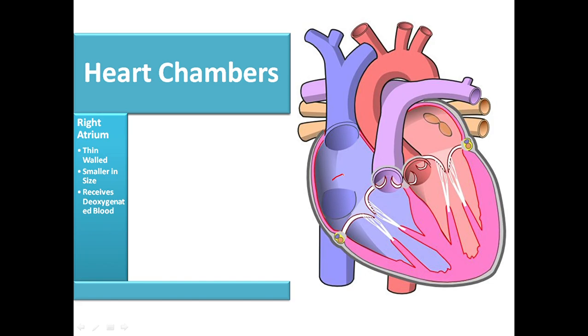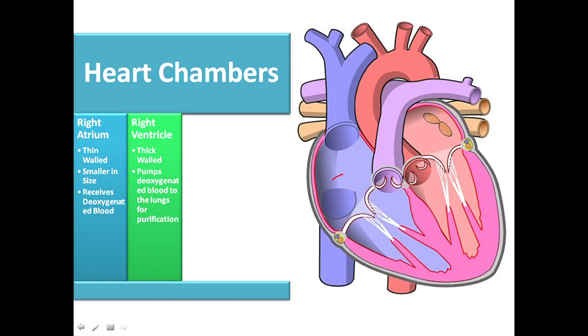It is thin walled, smaller in size, and receives the deoxygenated blood from the superior and inferior vena cava. Then second is the right ventricle. Below this, it opens into the chamber which is known as the ventricle. It is thick walled. It will pump the deoxygenated blood to the lungs for purification through the pulmonary artery.